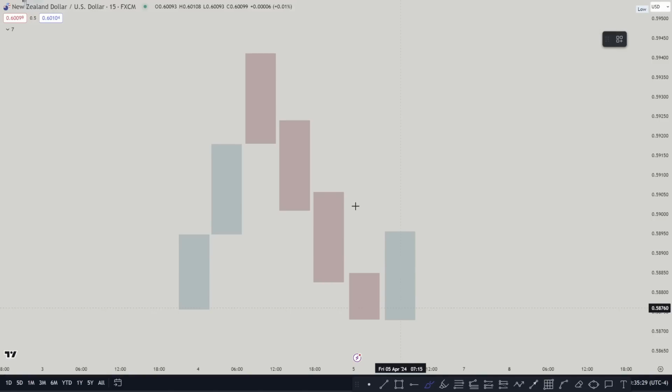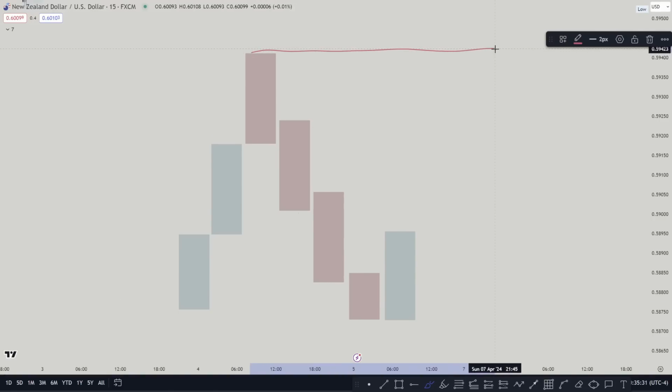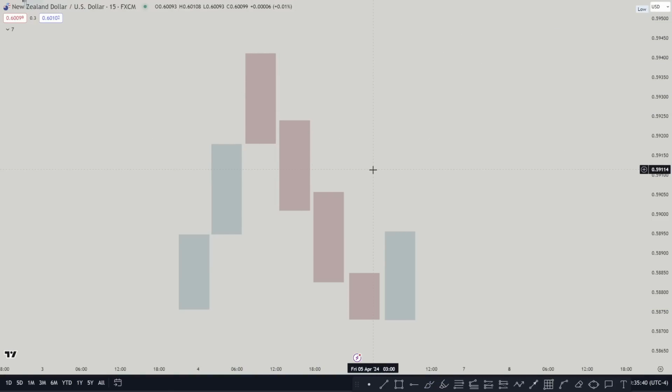Now, again, the difference between the two: a market structure shift would be breaking and closing above the last swing after the sweep. So a sweep here, that's the last swing. A change in state delivery, on the other hand, is going to be an early indication of a market structure shift. It's going to be the first step of that market structure shift.